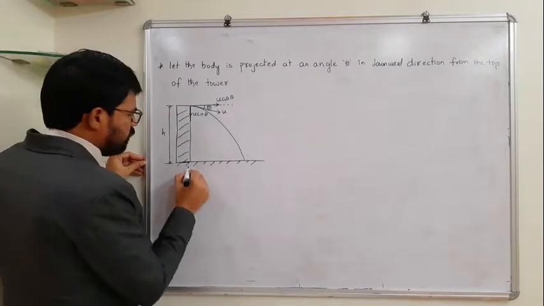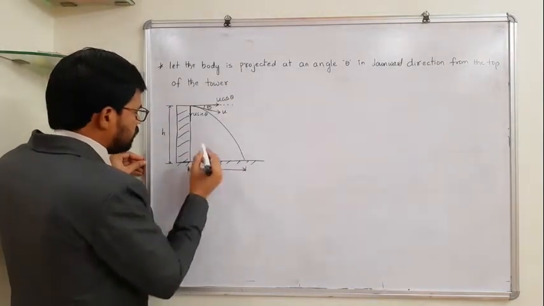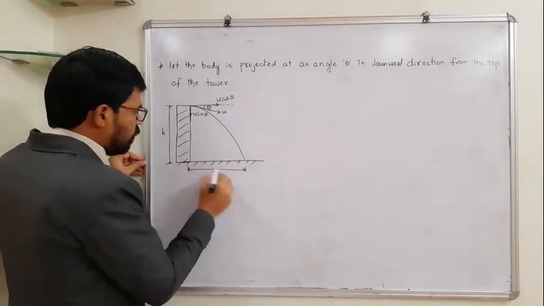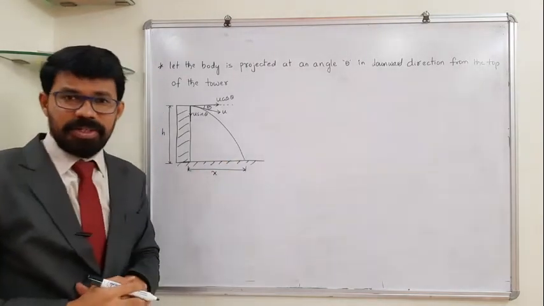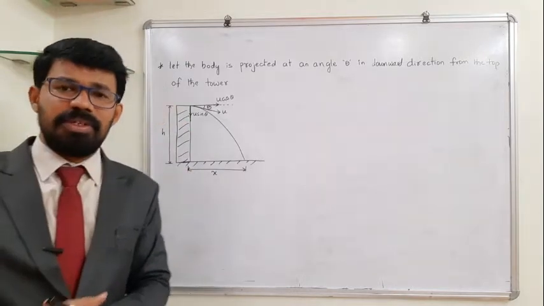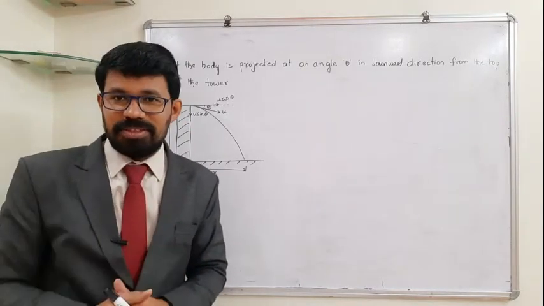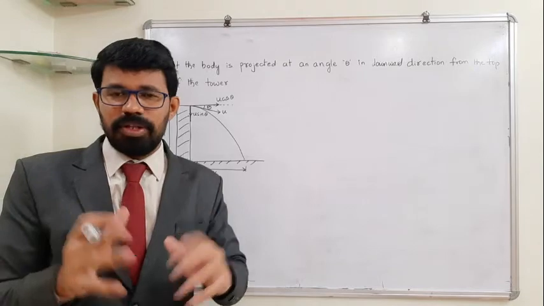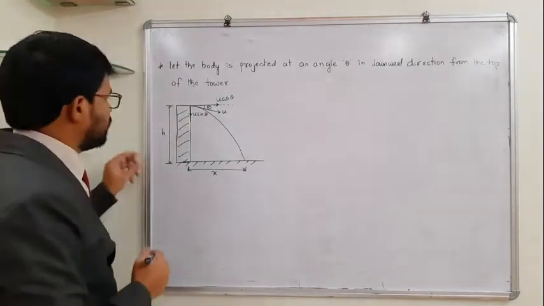What we can think of as the basic parameters connected with these kinds of motions: one is the horizontal distance covered, the time of flight, the final velocity with which it strikes the ground, what is the final vertical component of velocity, and at what angle it strikes the ground. So these are a few points of our interest. So let us try to explore them one by one.